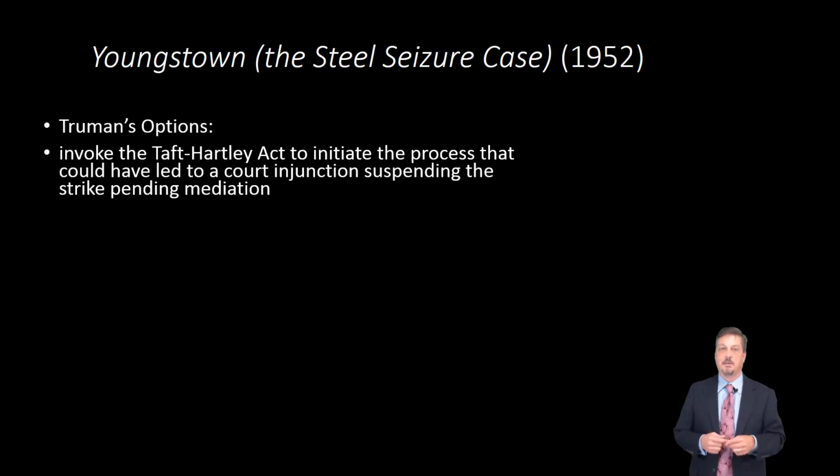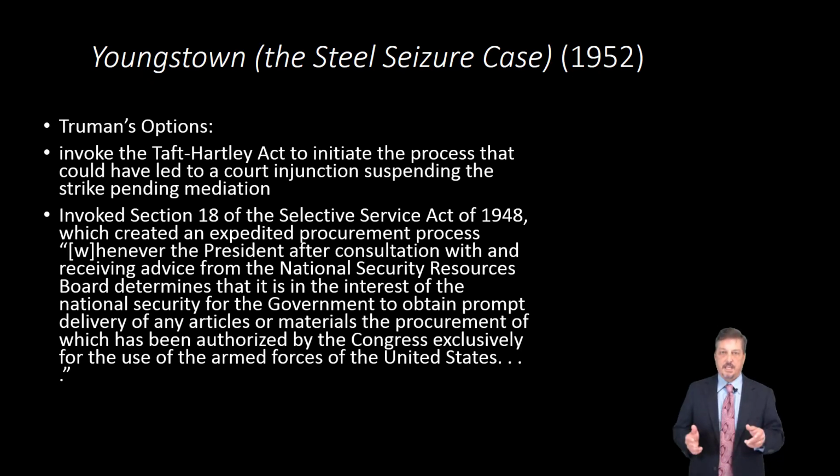He could have invoked the Taft-Hartley Act to initiate the process that could have led to a court injunction suspending the strike pending mediation. He also could have invoked Section 18 of the Selective Service Act of 1948, which created an expedited procurement process whenever the President, after consultation with and receiving advice from the National Security Resources Board, determines that it is in the best interest of national security for the government to obtain prompt delivery of any articles or materials, the procurement of which has been authorized by the Congress exclusively for the use of the armed forces of the United States. But Truman wanted to move more quickly than either of these procedures provided.